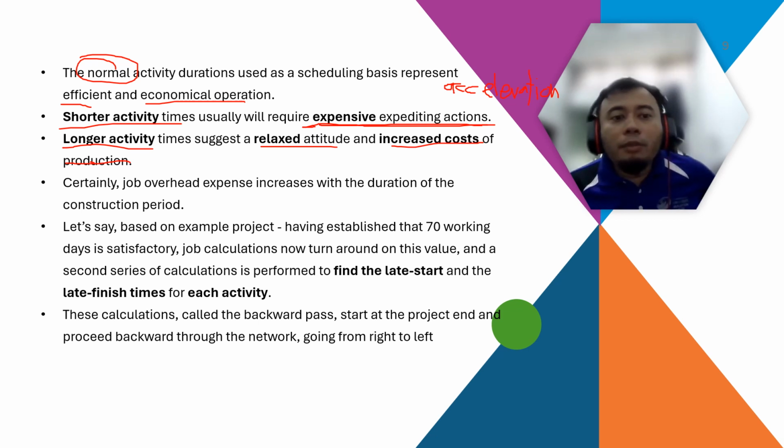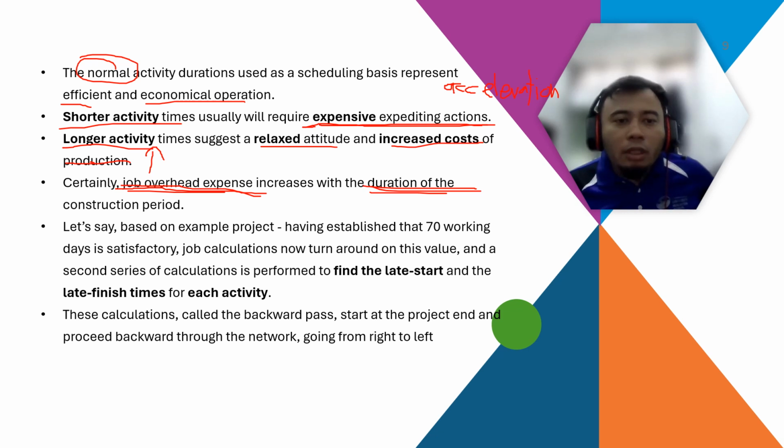So having the optimal, certainly job overhead expense increases with the duration of the construction project. So this is also in relation with this longer activity. So your overhead cost, office rental, your manager wages, your director's fees, all those sorts of things, that are incurred to your company's finances on a monthly basis, will also increase as the duration is increased. So you need to have the optimum amount of duration.